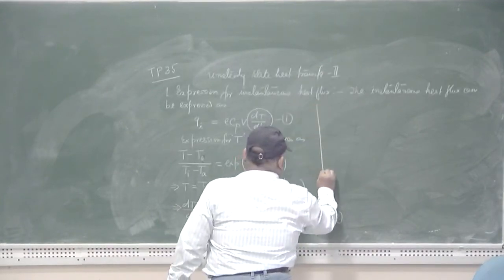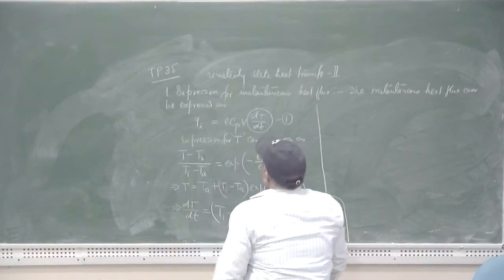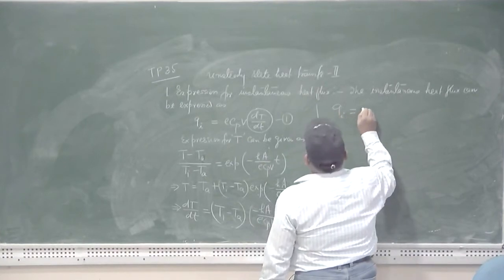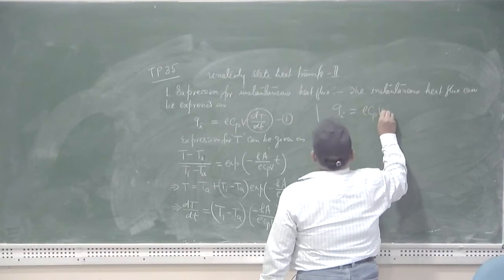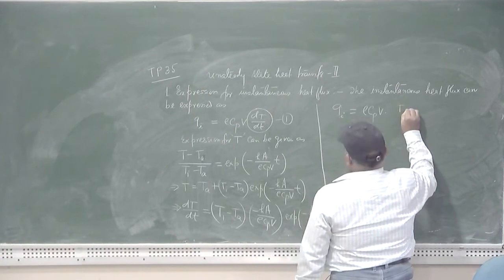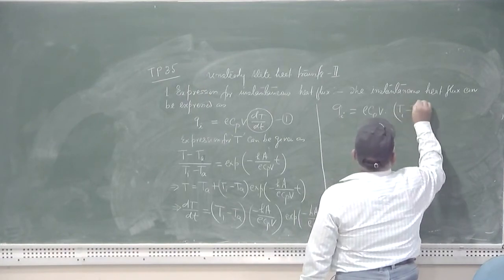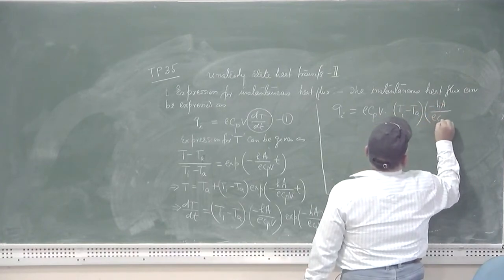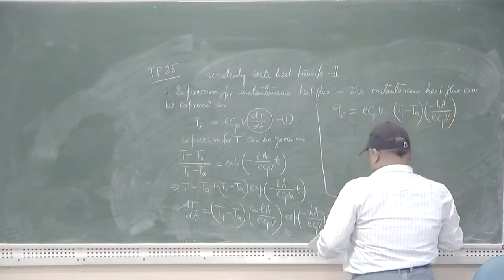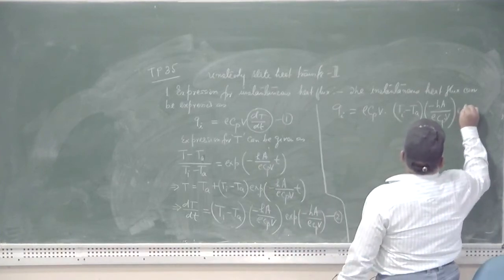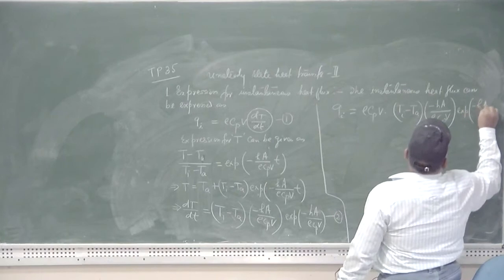Now, the expression for the instantaneous heat flux Qi should be equal to rho Cp V into, putting in the expression for dT by dt from here, (Ti minus Ta) into minus hA divided by rho Cp V into exponential of minus hA by rho Cp V into t.